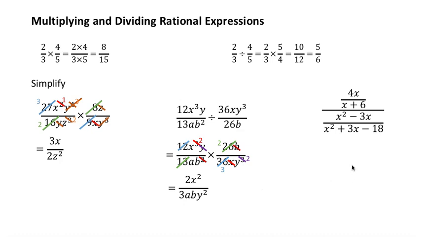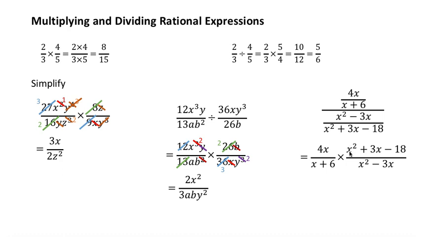Okay, making it a little bit harder now. We've got dividing by a fraction. What did I just say? Dividing by a fraction is multiplying by the reciprocal. So there we go. Now before we go and sort of multiply these things out, let's see if we can't factor these.